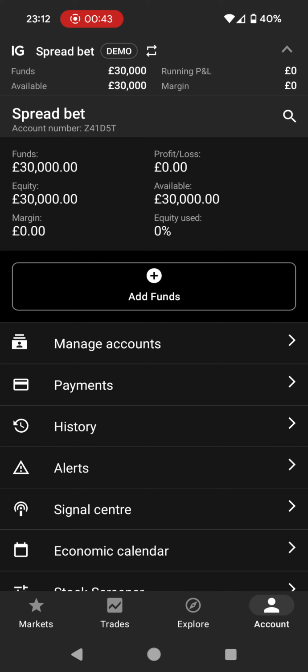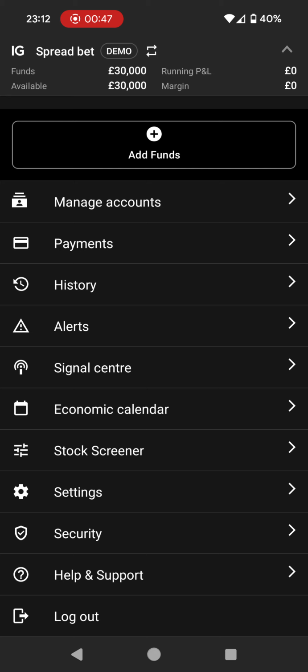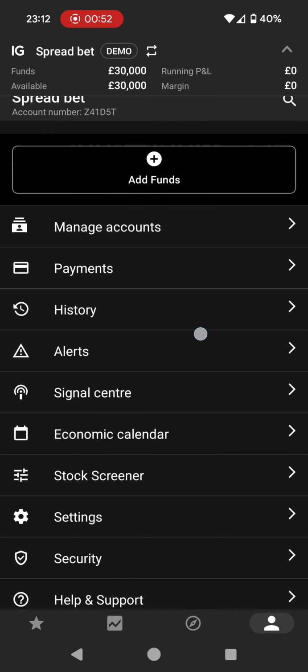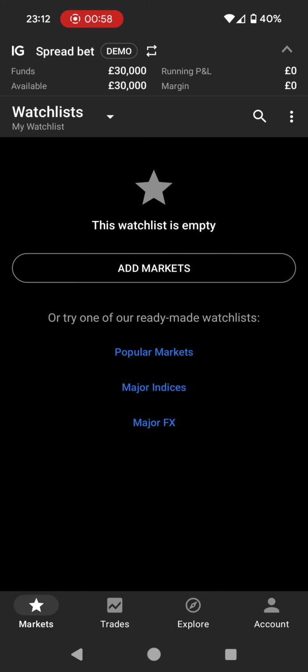You've got payments, so you can set up cards, different alerts you've got, screeners, settings, various different things. But let's dive into markets. So this is where we can make a list of different things we want to trade.